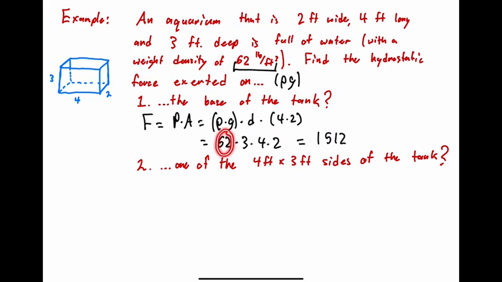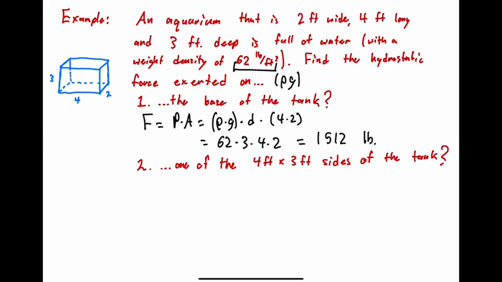And let's think now about units. 62, that's pounds per cubic foot. And 3, 4, and 2, these are all measurements of feet. So we have pounds per cubic foot times feet cubed. The measurement here is in pounds, which makes sense. We are calculating a hydrostatic force, so we would expect the measurement to be in pounds. Keeping track of the units for these problems is crucial to make sure that you're on the right track and solving the problem correctly.